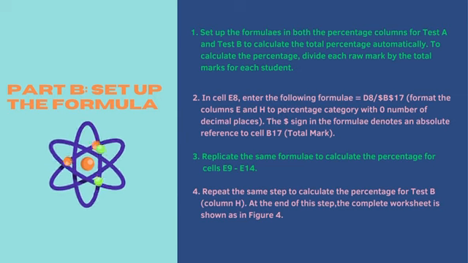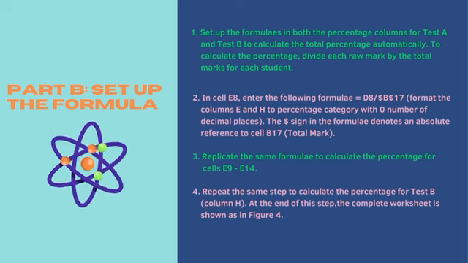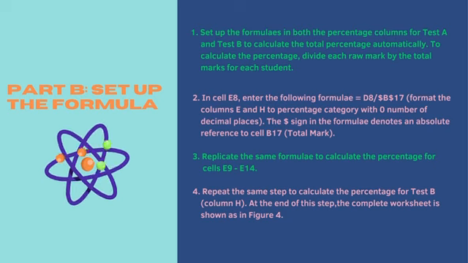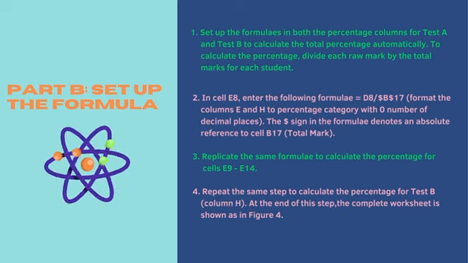Step 1. Set up the formulas in both the percentage columns for Test A and Test B to calculate the total percentage automatically. To calculate the percentage, divide each row mark by the total marks for each student. Step 2. In cell E8, enter the following formula, equals D8/$B$17, format columns E and H to percentage category with 0 decimal places. The $ sign in the formula denotes an absolute reference to cell B17, which is the total mark.